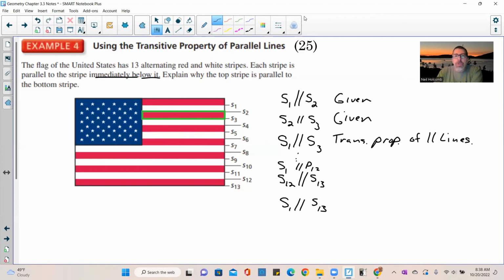Okay, so if consecutive lines are parallel, they're all parallel to each other.